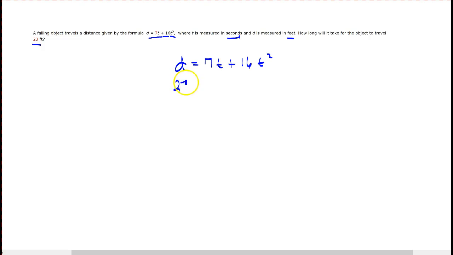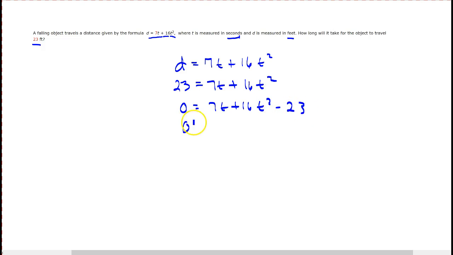So that's going to be my d. So 23 equals 7t plus 16t squared, and I'm going to set this equal to 0. Looks like I have a quadratic, and that's because of the squared here. So I'm going to put it in descending order with my squared term first, then my t and 23. So there's our quadratic equation.